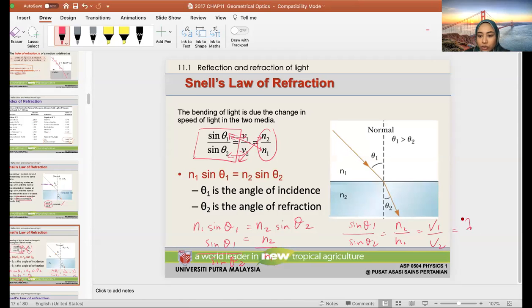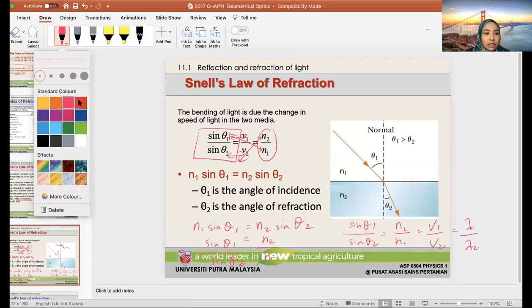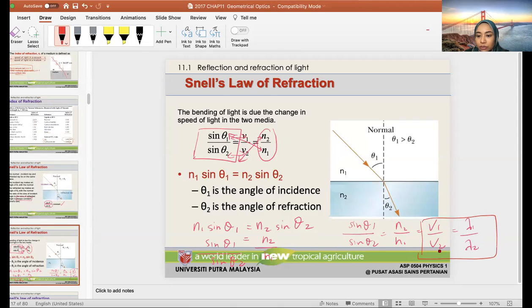Lambda. Lambda can also be a ratio: lambda 1 over lambda 2. So the thing to note here is that v and lambda go 1, 1, 2, 2, but n is different. Only n1, n2 are the other way around. So that's another equation for you to remember. So sine theta 1 over sine theta 2 is equal to n2 over n1, or v1 over v2, or lambda 1 over lambda 2.